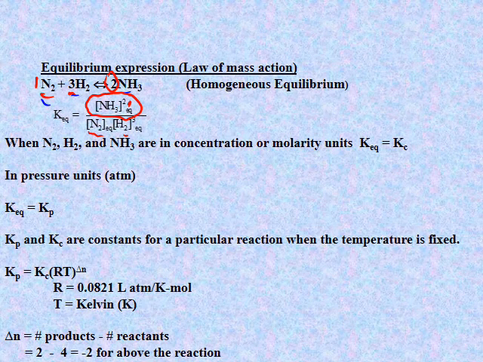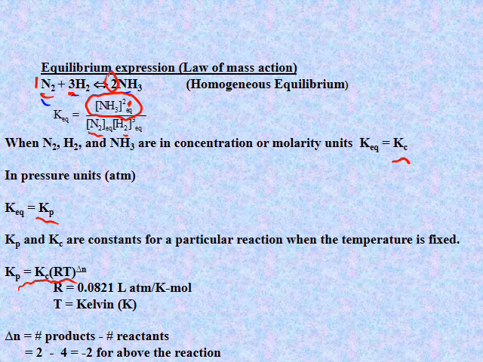Now there is more than one type of units that we use for equilibrium constant. One is Kc when you have concentration or molarity units. The other one is Kp when pressure units are used. Pressure units means atmospheres. The relationship between Kp and Kc is the following: Kp equals Kc times (RT) raised to the power delta n.